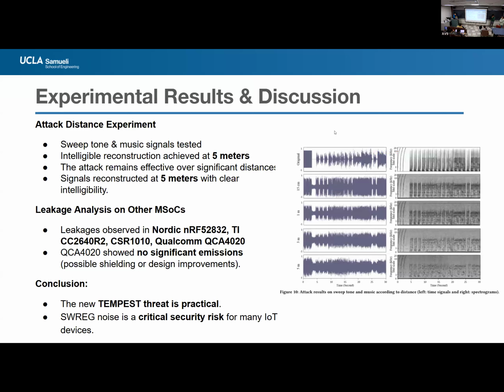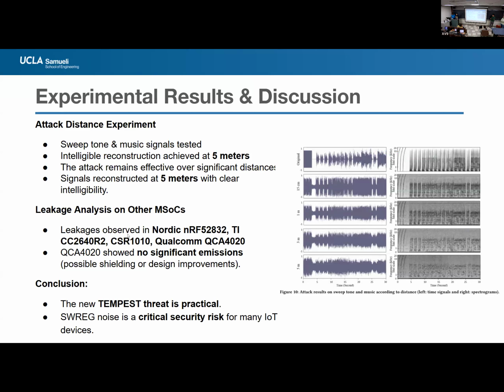They go further and increase the distance, from 15 centimeters to 5 meters. As you can see here, this is for different distances. Even though there is some noise on the signal, there is still some information in the signal. So actually, even at 5 meters, the switching regulator is vulnerable to the attack.